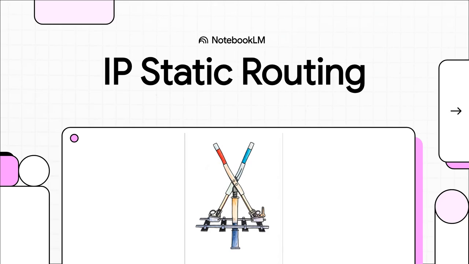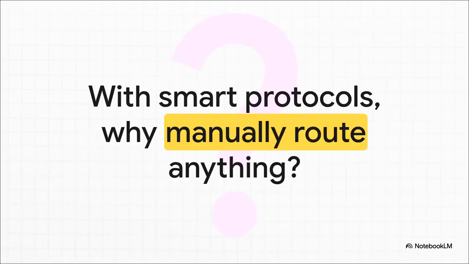All right, let's jump right into IP static routing. Now, this is one of those really fundamental networking concepts, but it almost immediately brings up a really big question. I mean, think about it. We've got these incredibly smart dynamic protocols, right? Things like OSPF that can figure out the network all on their own and even reroute traffic when something breaks. So why on earth would anyone choose to manually configure a path? It just feels kind of backward, doesn't it?